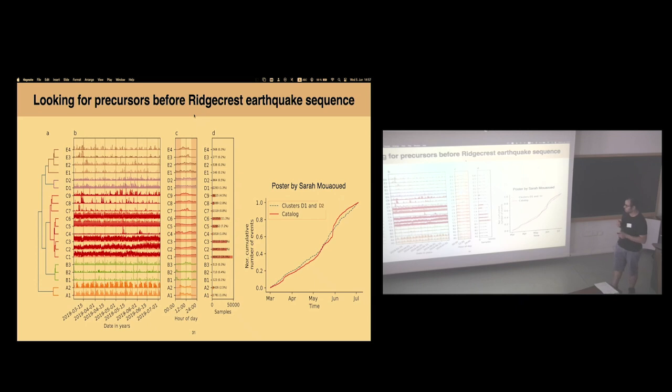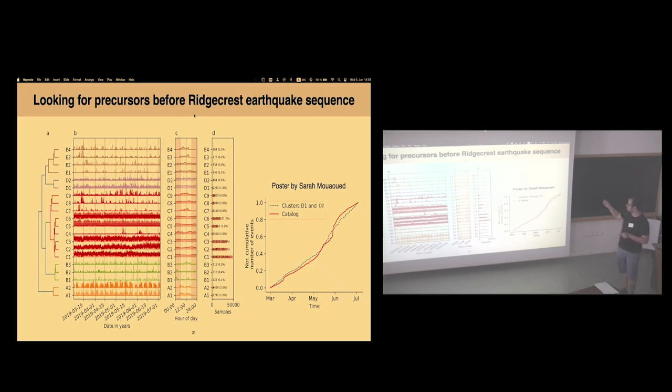And here is the result of our clustering. Again, here is the dendrogram, which shows the relation between our different clusters. And here it shows the detection rate over time and the distribution over the day. So cluster 8 is mainly anthropogenic noise, which occurs during the day. And cluster D here is mainly related to the earthquake.